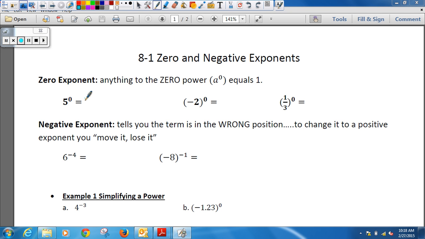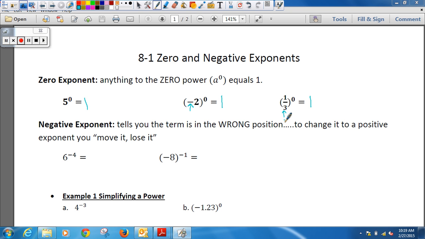So 5 to the 0 is 1. The quantity negative 2 to the 0 is 1. And it's very important to notice this negative is inside of the parentheses. The quantity 1/3 to the 0th power is also equal to 1. And you'll also notice this fraction of 1/3 is inside of the parentheses as well.